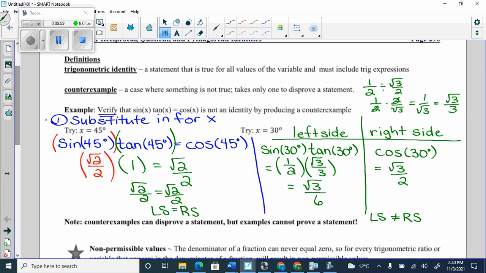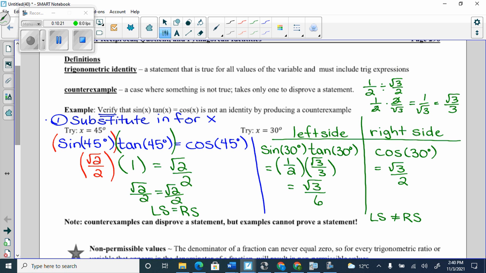Okay? Note, counterexamples can disprove a statement, but examples cannot prove a statement. So if you get one example that works, you can say, oh, it works for that example. And you can do another example and it works. And you can do 100 examples that work, and you can say it works for all 100 examples. But you can't say that's a proof if you fill a number in.